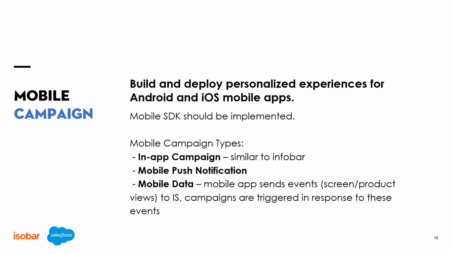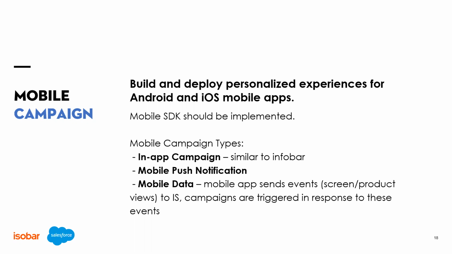It's important to mention what the mobile campaign types are. There could be an in-app campaign, similar to an info bar. Basically this feature is not available on the Mobile Studio side in Marketing Cloud, because this in-app campaign is the content or some kind of promotion that will be shown in the app for a specific user.